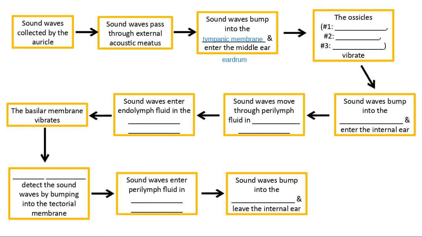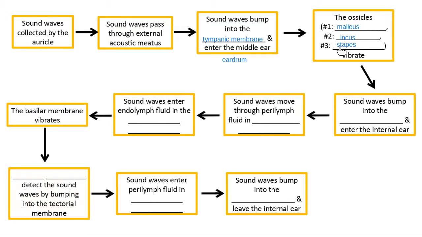So let's do those ossicles in order together. The first one is the one that's like your drumstick, right? So the first one is like a mallet. It's called the malleus. When the malleus starts vibrating, it bumps into its neighbor. Its neighbor is called the incus. And when the incus vibrates, it bumps into its neighbor called the stapes.